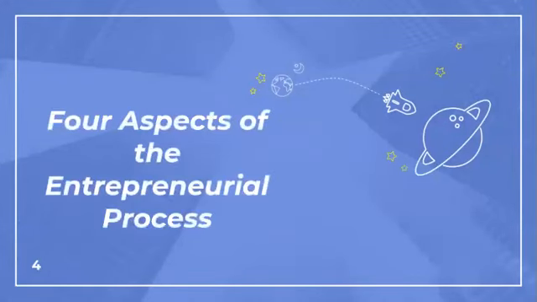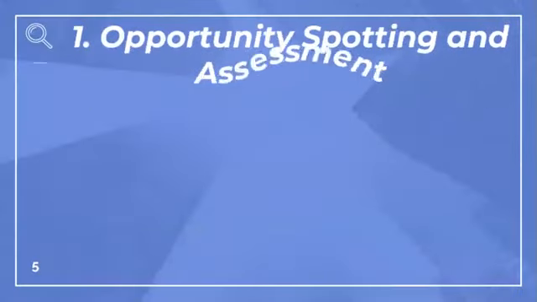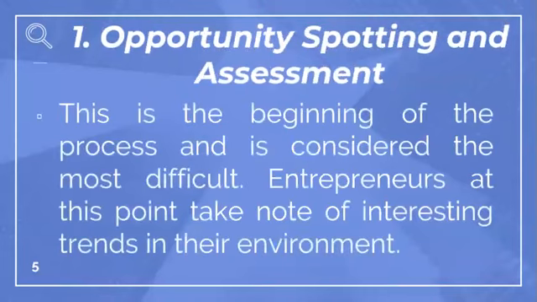So the entrepreneurial process is a step-by-step procedure in establishing any kind of business that an entrepreneur has to undergo. There are 4 aspects of this entrepreneurial process. Syempre, if we want to be really successful in the business that we are going to start, we need to follow this process. The first one is the opportunity spotting and assessment. This is the beginning of the process and is considered the most difficult. Entrepreneurs at this point take note of interesting trends in their environment.